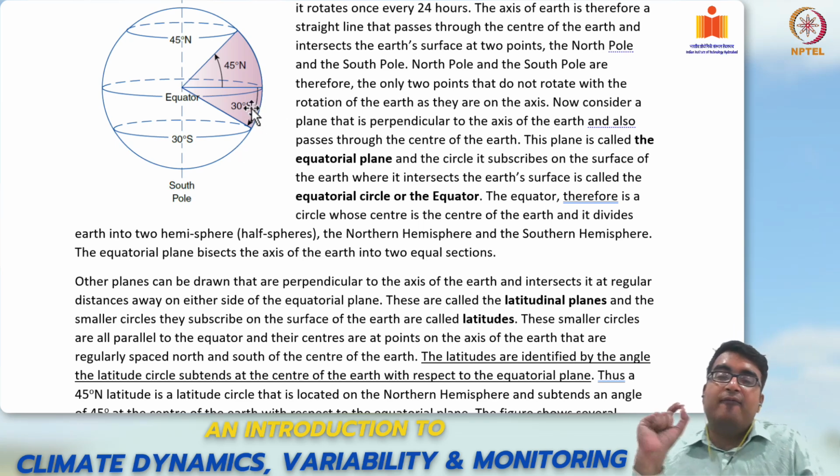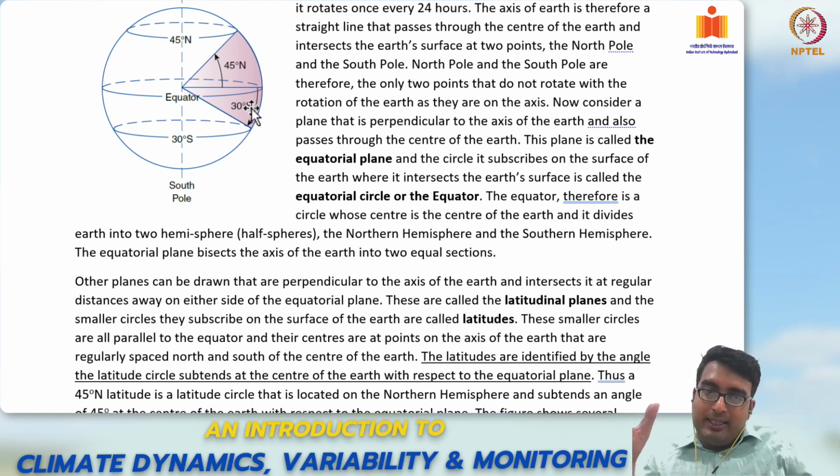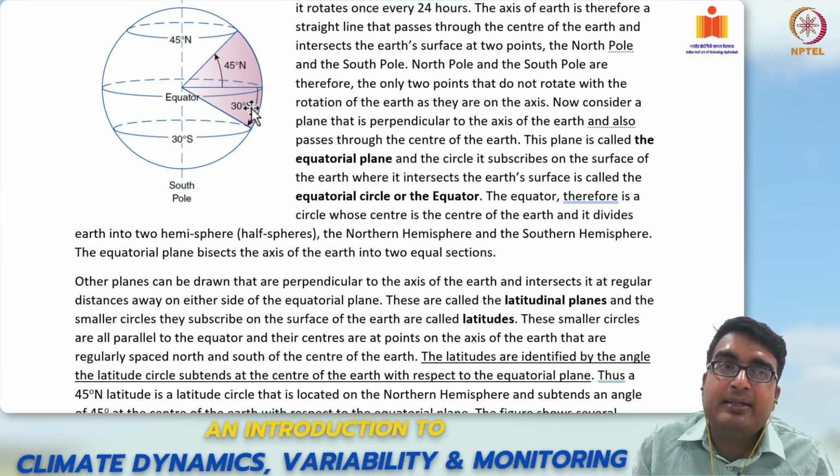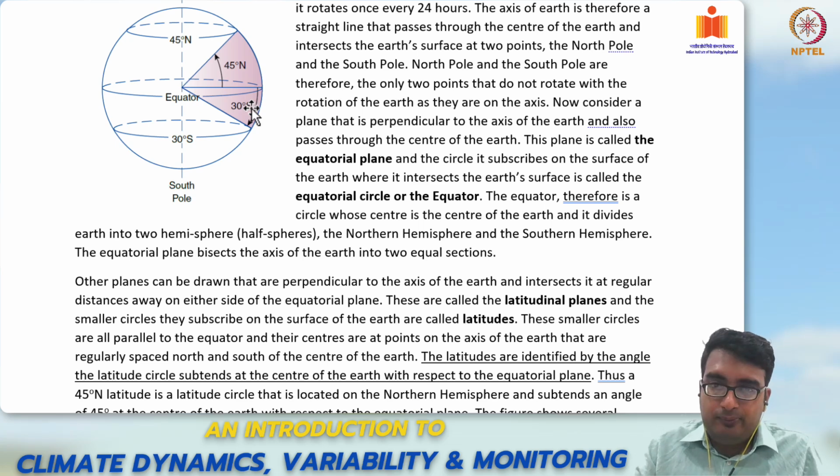So, every latitude has a unique angle from 0 to 90 degree north and 0 to 90 degree south, and based on that we are defining the latitude circle value.